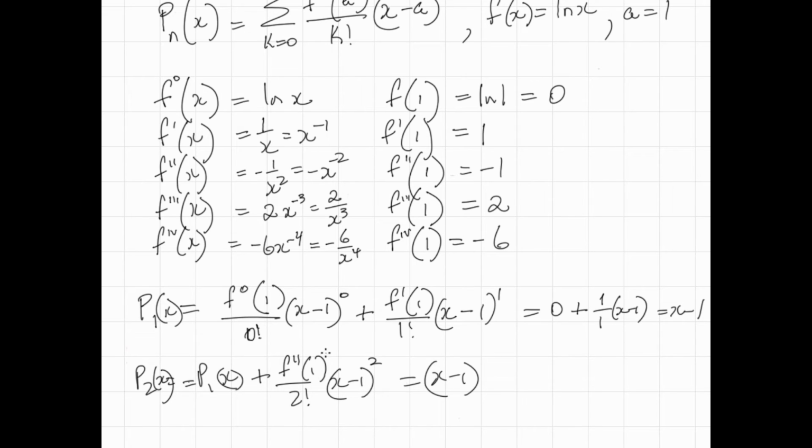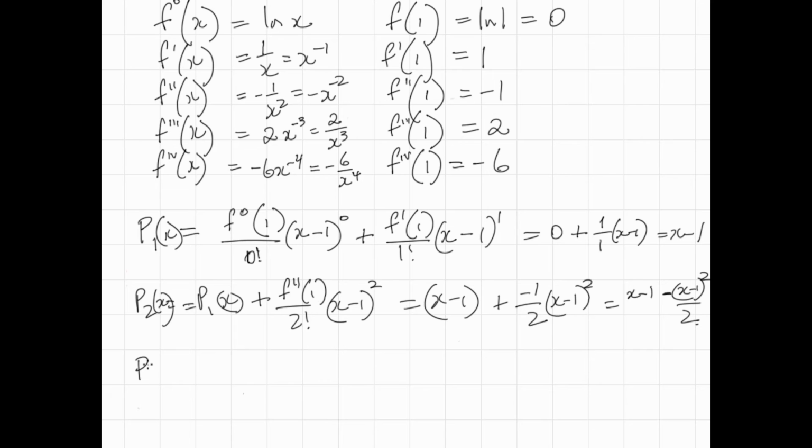Now to work this out, we've got to go back up to what we've done above here, and we've got the second derivative with 1 in there, which is negative 1, over 2 factorial, which is 2 times 1, which is 2, x minus 1 squared. So probably a better way to write that is x minus 1 minus, because that minus will make that plus into a minus, x minus 1 squared over 2. Okay, well, we've got 2 more to go.